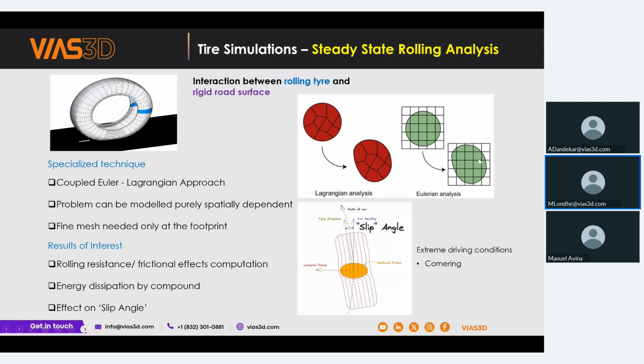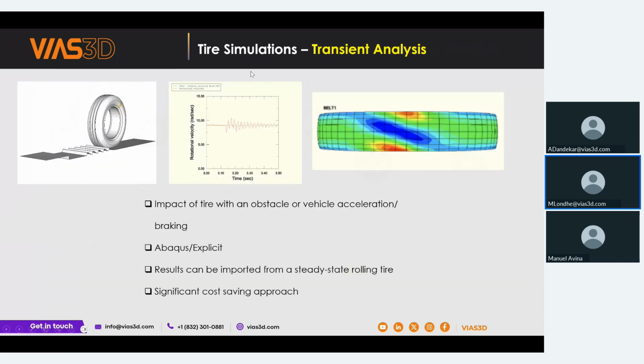So what is the importance of steady state rolling analysis? It helps to evaluate the tire behavior under real driving conditions like slip, braking, and cornering, which are difficult to replicate in the static analysis. Slip angles are very important in cornering, and to understand how the tire deforms at a slip angle in actual rolling conditions, we use this tire simulation, that is, rolling analysis.